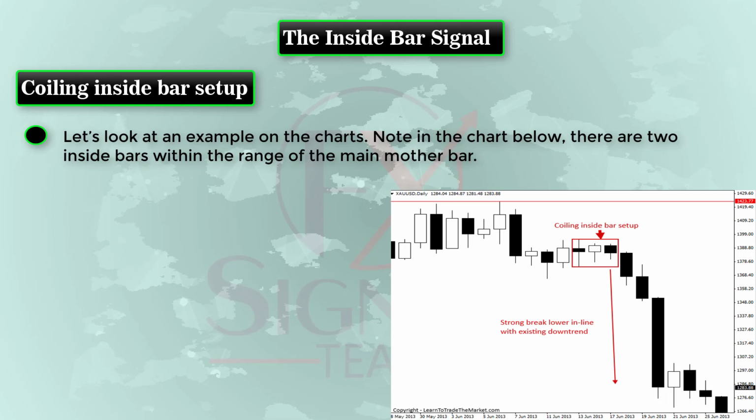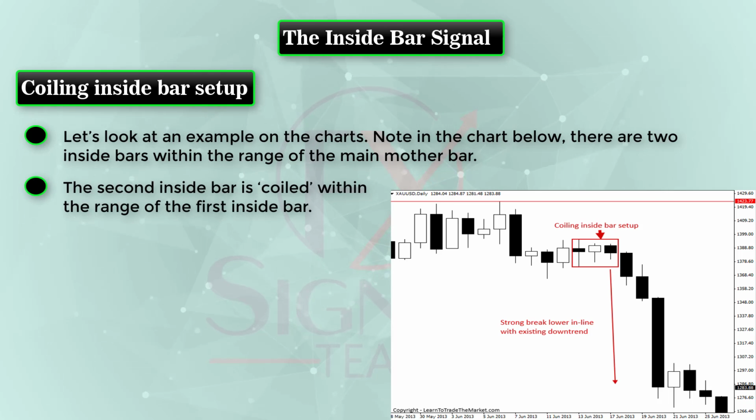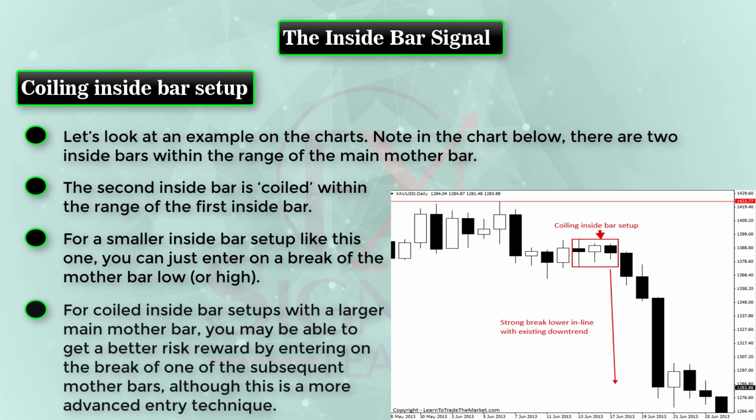Let's look at an example on the charts. Note in the chart below, there are two inside bars within the range of the main mother bar. The second inside bar is coiled within the range of the first inside bar. For a smaller inside bar setup like this one, you can just enter on a break of the mother bar low. For coiled inside bar setups with a larger main mother bar, you may be able to get a better risk-reward by entering on the break of one of the subsequent mother bars, although this is a more advanced entry technique.